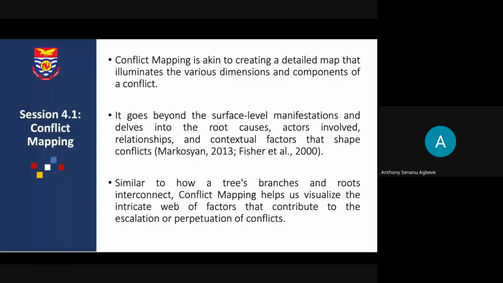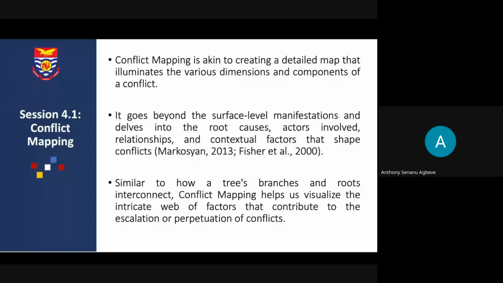the relationships, and the contextual factors that shape the conflict, right? So similar to how a tree's branches and roots interconnect, conflict mapping helps us visualize the intricate web of factors that contribute to the escalation or perpetuation of conflict.